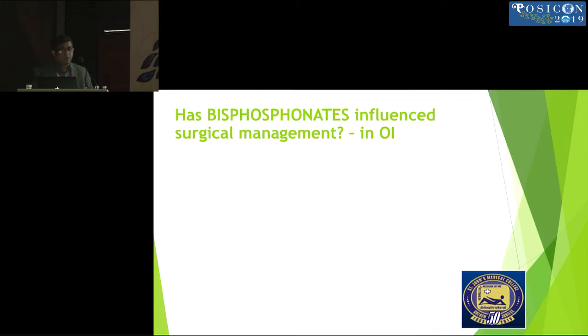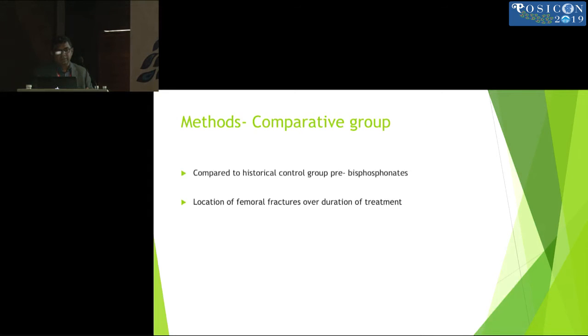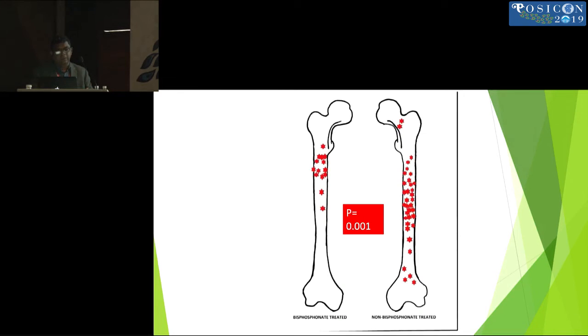Just a short talk on whether bisphosphonates influence surgical management. Yes, it causes adolescent fractures which are unusual, like this one, subtrochanteric. This is a study which was done at Sheffield, which shows on the right side the normal pattern and the one on the left side with bisphosphonate therapy, the fracture patterns.